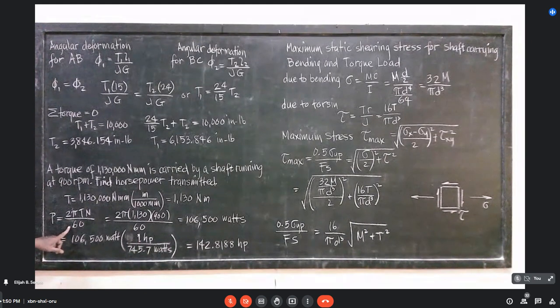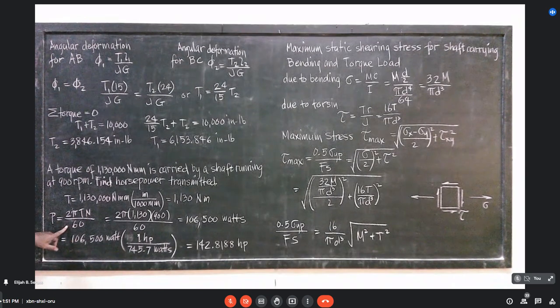Now, I divide this by 60 because n is in revolutions per minute and we want this per second, so that our unit will be in watts. And I am using torque in meters. This is SI or metric units. A watt is Newton meter per second, so let's convert into meters. So torque is now in Newton meters. If you look at that, 2 pi Tn without the 60 will be joules per minute or Newton meter per minute, since n is in revolutions per minute.